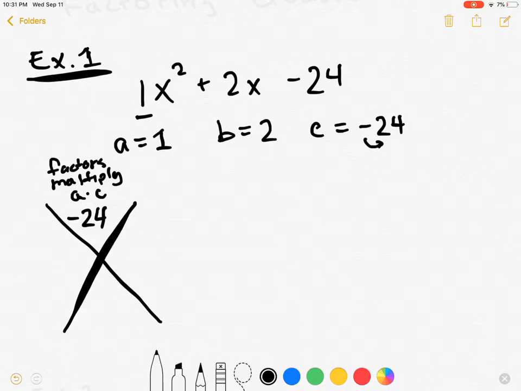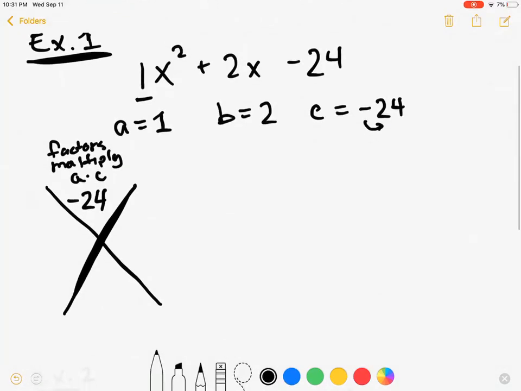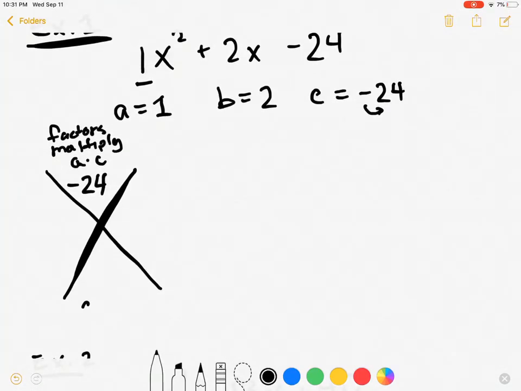But they also have to satisfy another condition: those same two factors need to add to the linear coefficient B. In this case, our linear coefficient is positive 2. So we need to find factors that when you multiply them together, you get negative 24, but when you add those two factors together, you get positive 2.